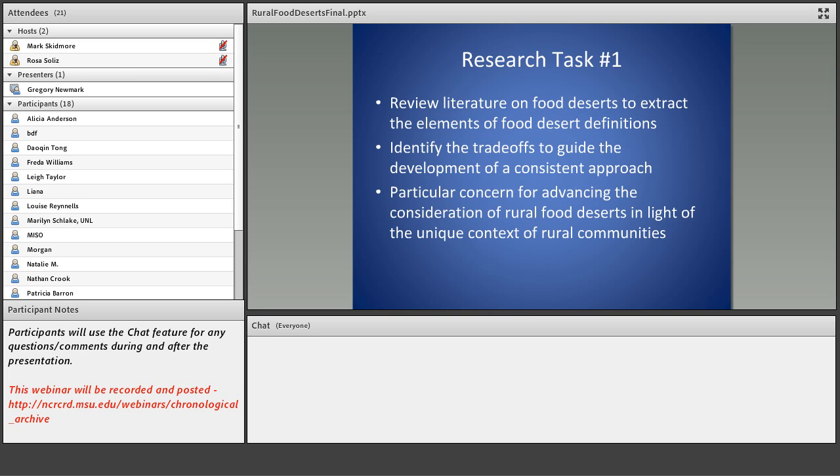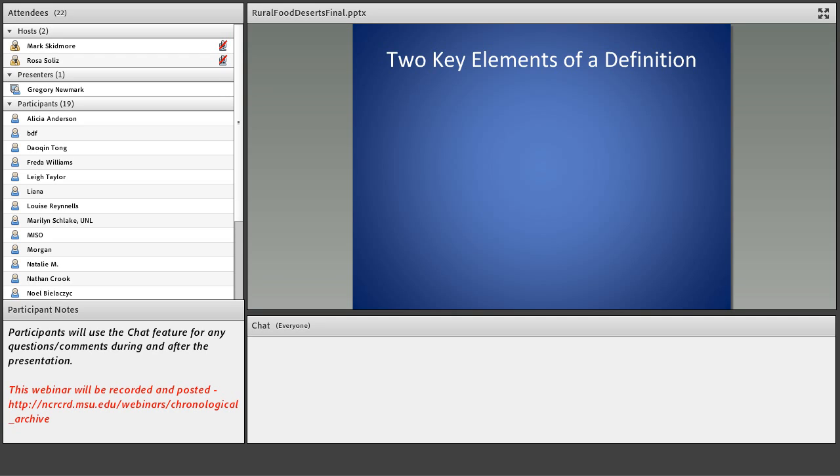to approach a more consistent way of thinking about things, or at least understand what the environment is, to say these seem to work better than these, in general. But this is a particular concern for rural food deserts because the unique context of rural communities is just distinct from the urban food deserts that most people are writing about. So we saw 2 key elements of a definition of food deserts.